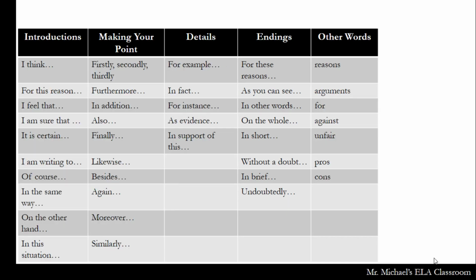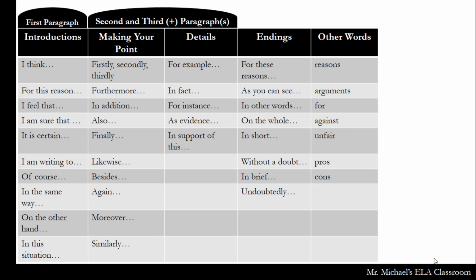So when we look at this, that's our first paragraph. These are our second, third, plus paragraphs, remembering we probably want to make at least 3 paragraphs because we want to have 3 reasons and 3 pieces of evidence. And then this is our final paragraph. You could think about it like introduction, body, conclusion.